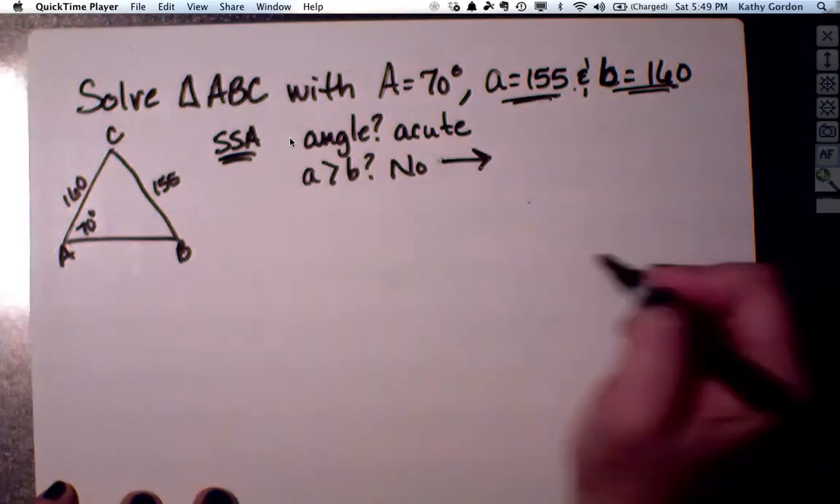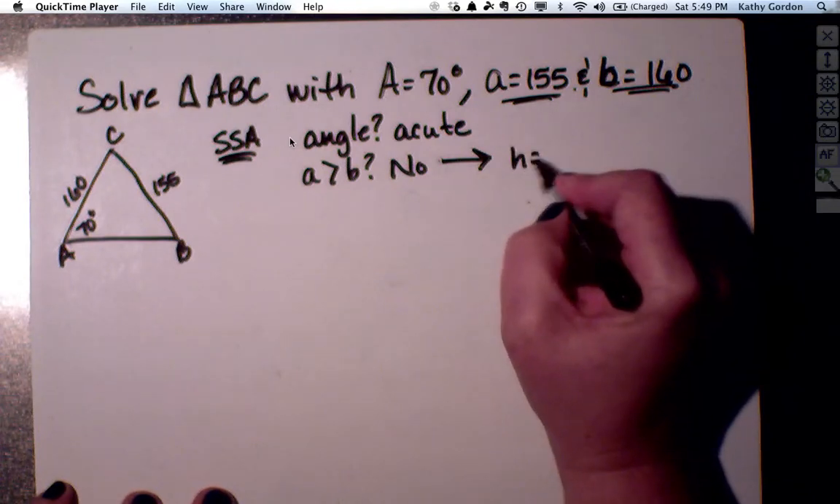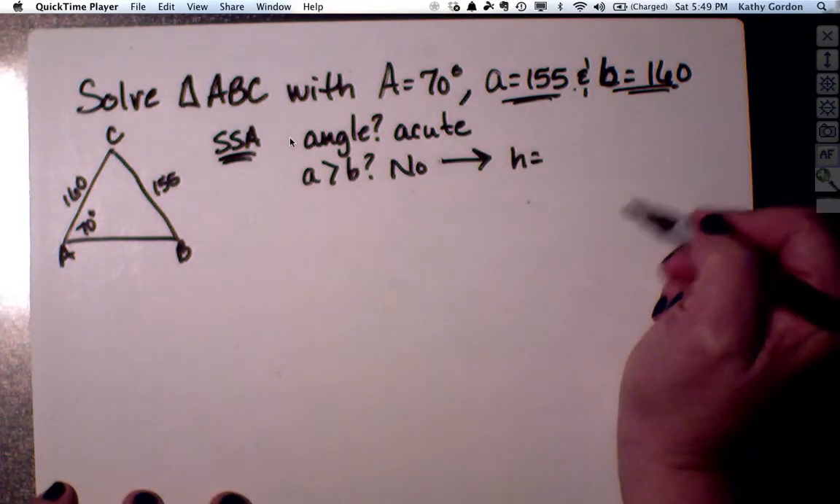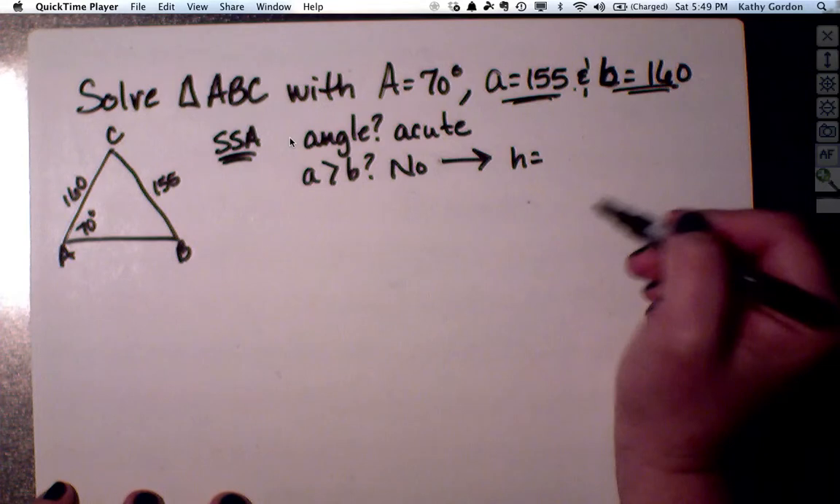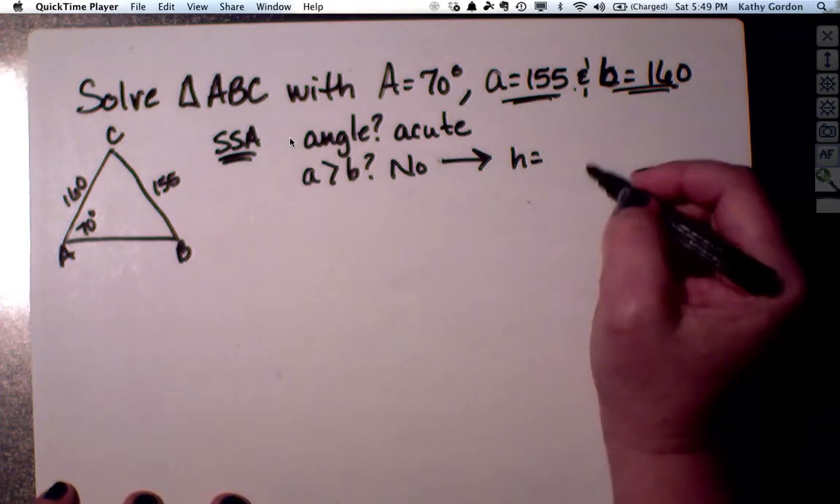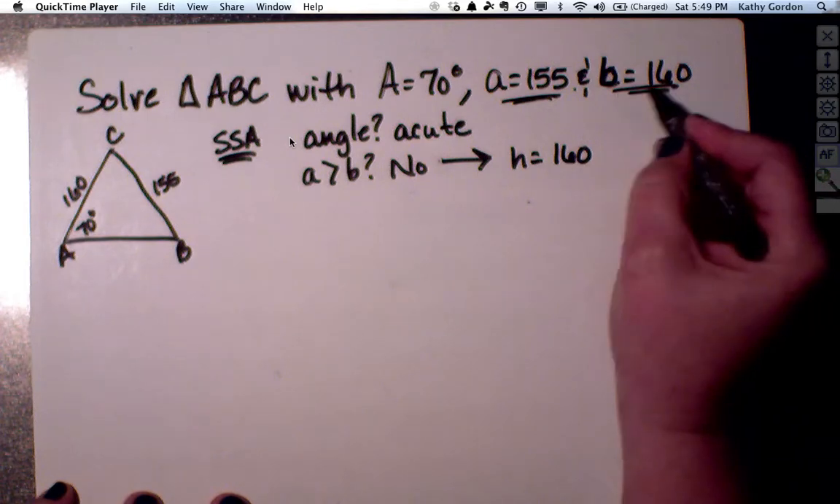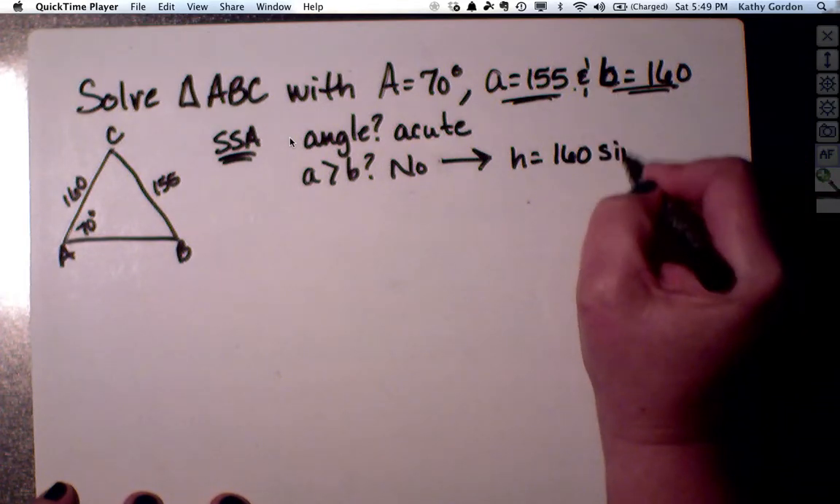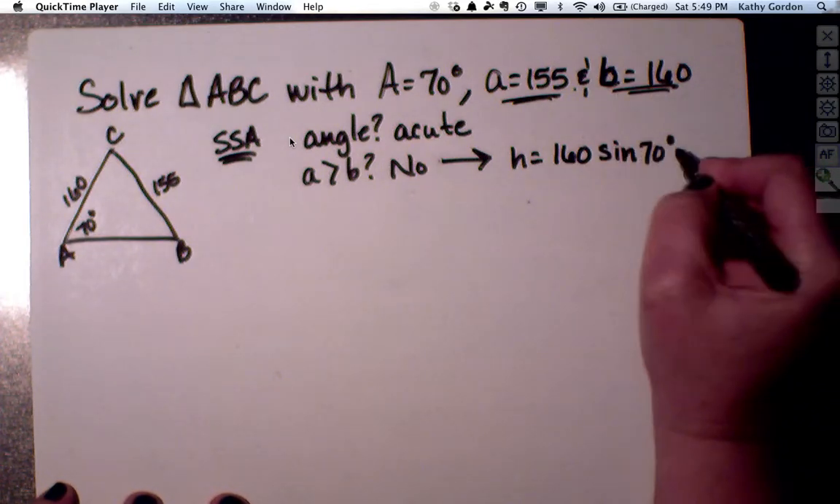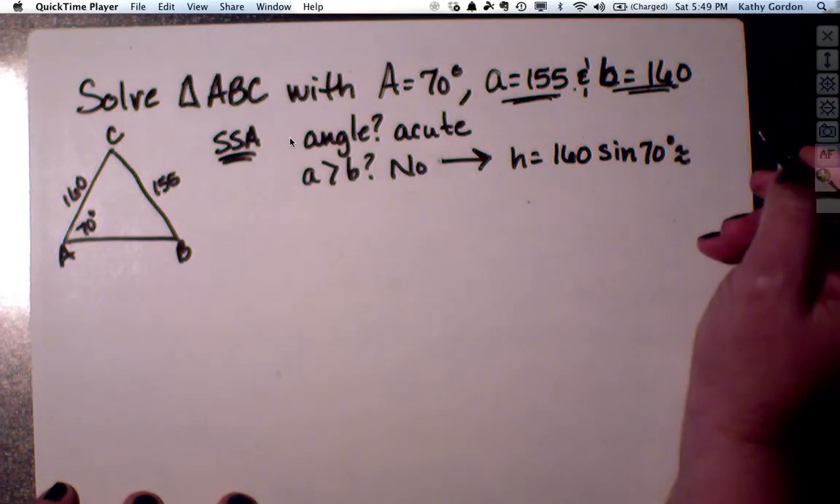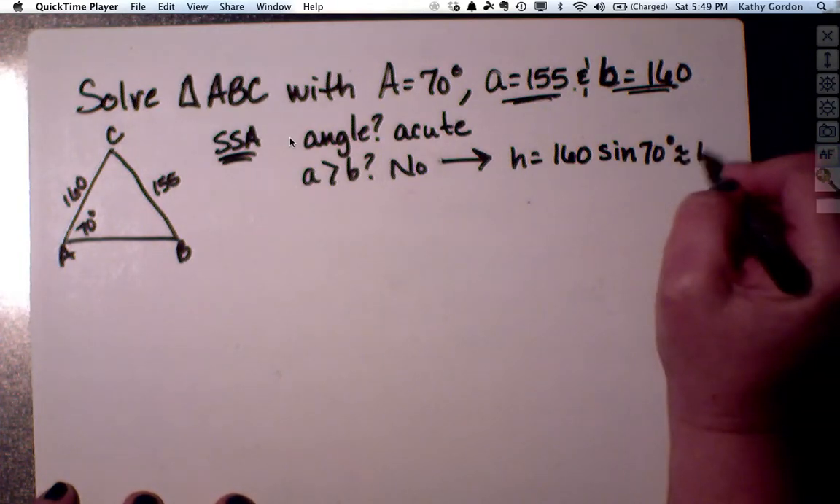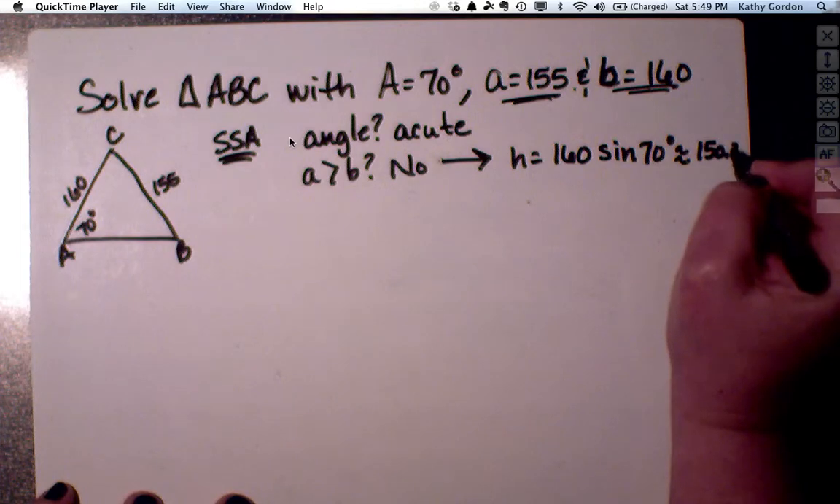So when that answer is no, then we have to find h, because in the other possibilities, h is involved. So that means we'll be taking the 160, our b value, times the sine of the 70 degrees. And when you put that into your calculator, it gives you approximately 150.35.